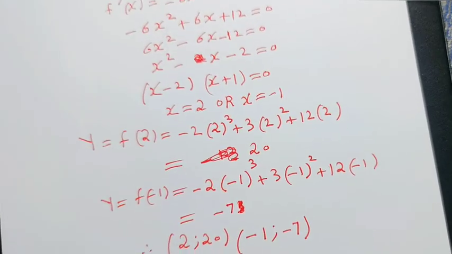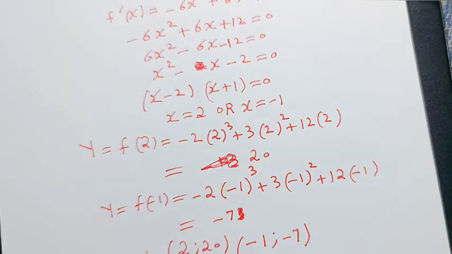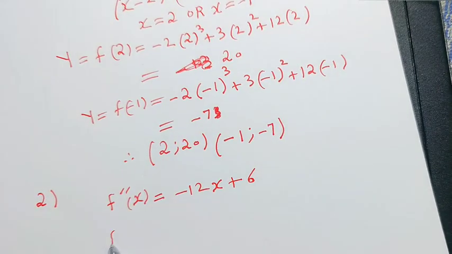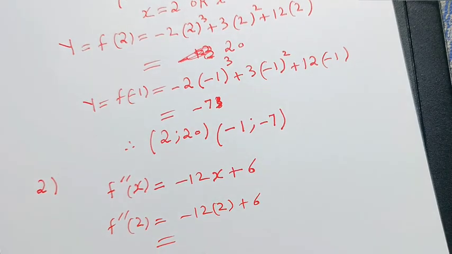Now we have the stationary point x equal to 2. First we're going to substitute x equal to 2 into the second derivative. So the second derivative, put the 2 inside: -12(2) plus 6. So now the answer is going to be -18, which is less than 0.